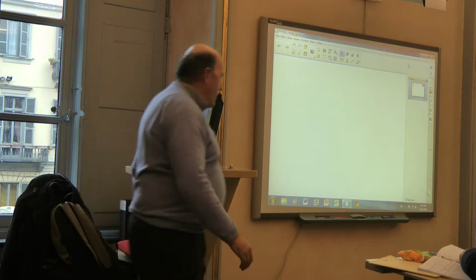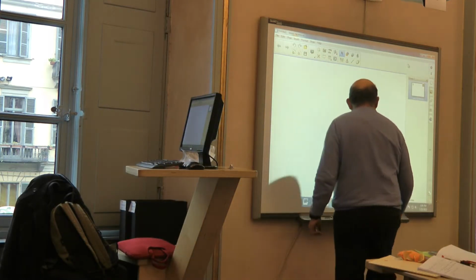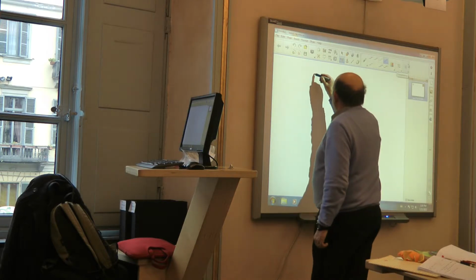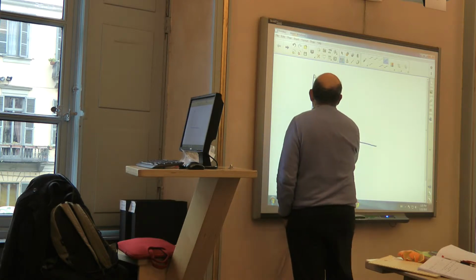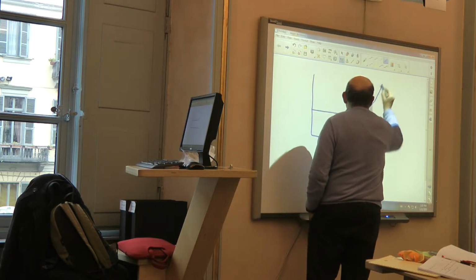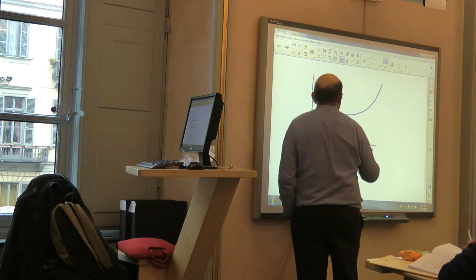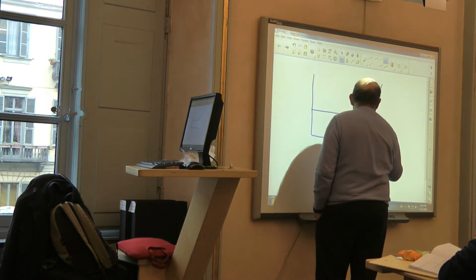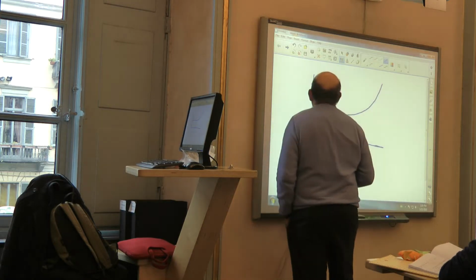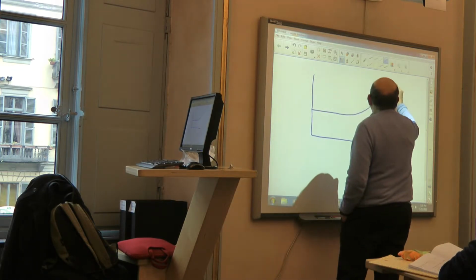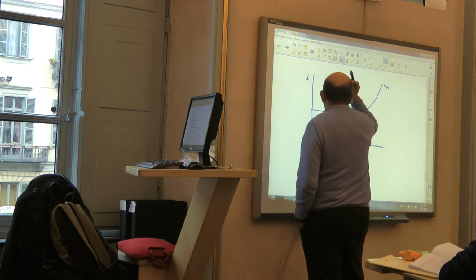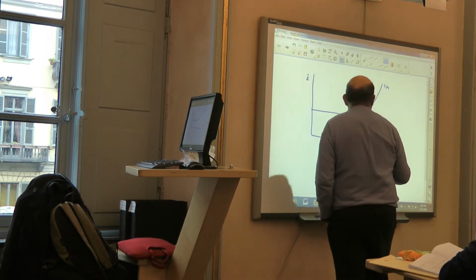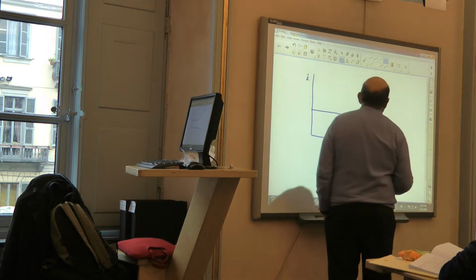Once we have that, we can define a range, a policy range, whereby the LM curve is like this. Okay? So this is the LM curve. Here is the rate of interest. And here we can put the level of income.